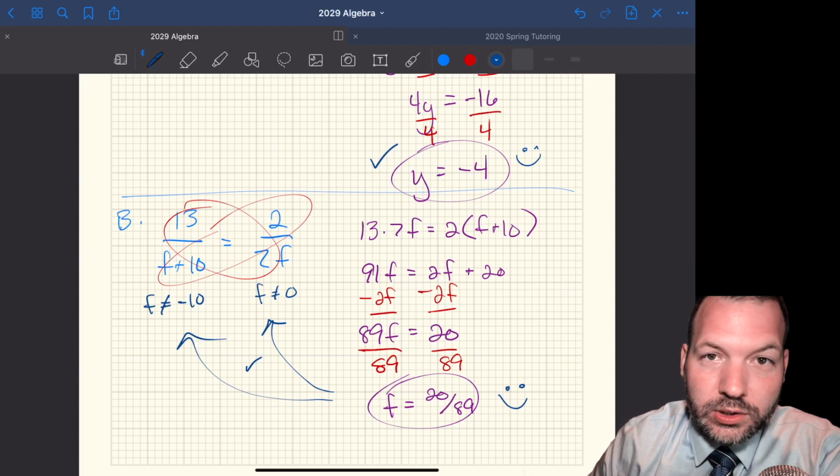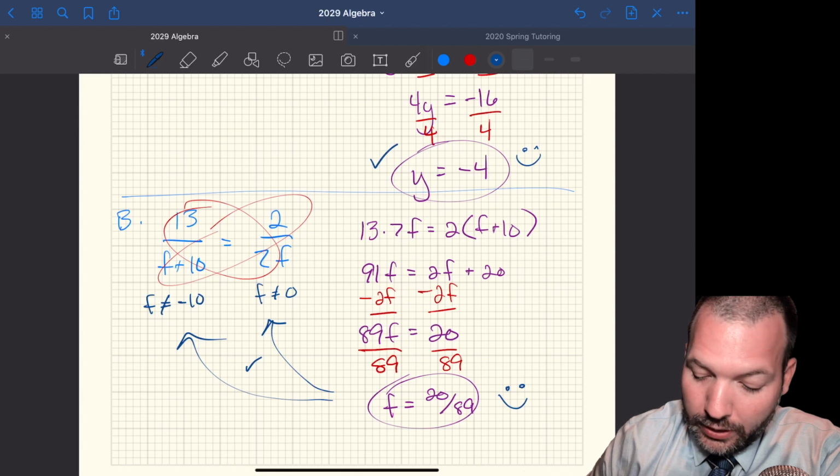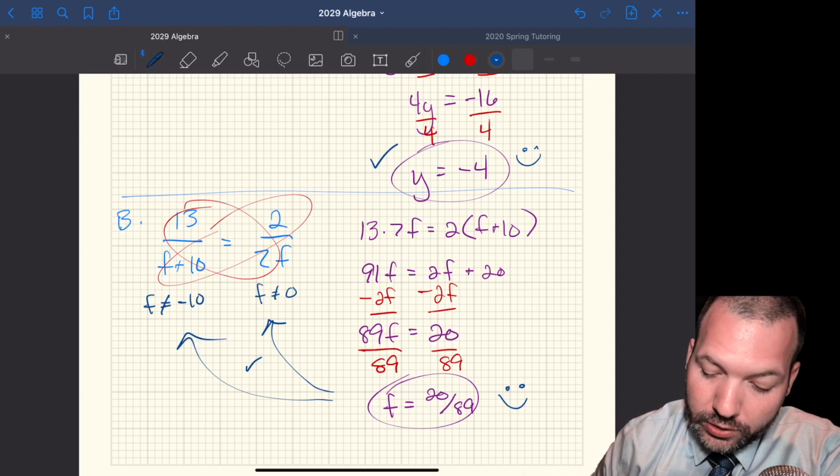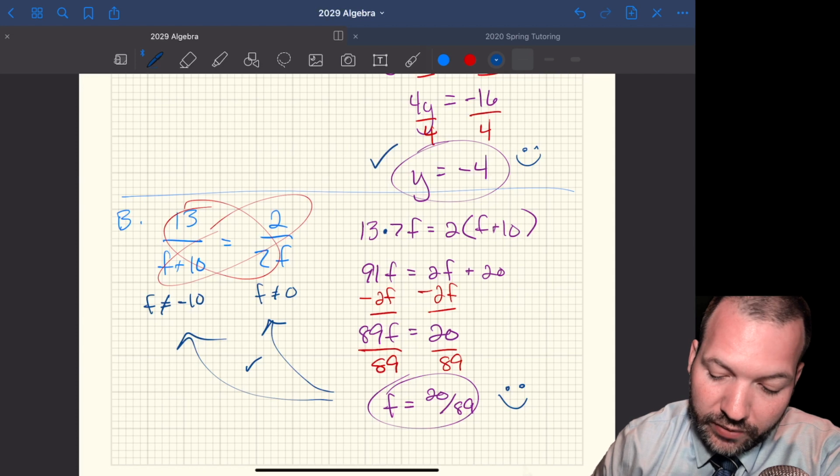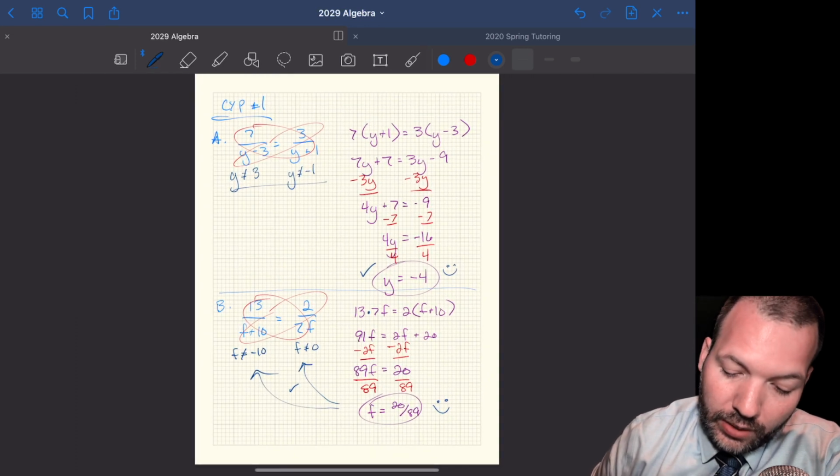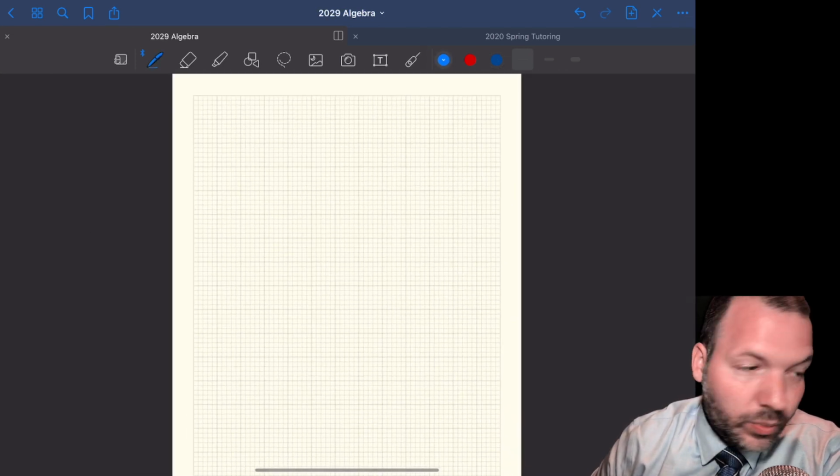Seems to be working out. It's just a weird solution. Maybe something went wrong when they were writing the question. I don't know. 13 times 7 is 91 there. Anyway, that's Check Your Progress 1A and 1B.